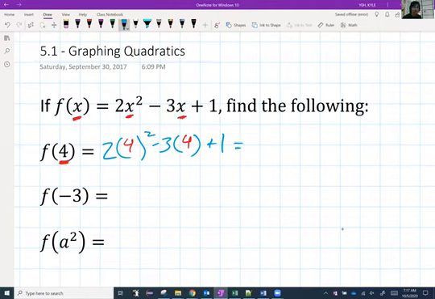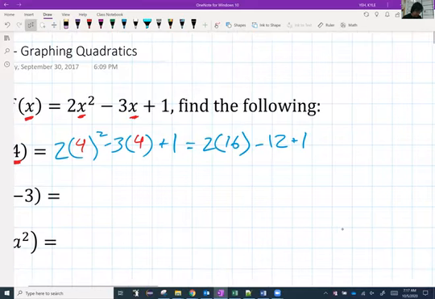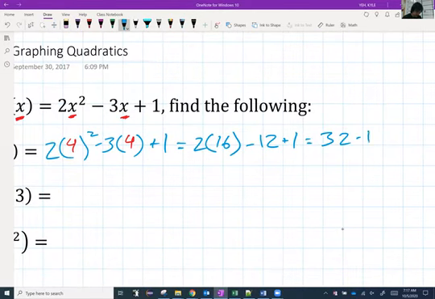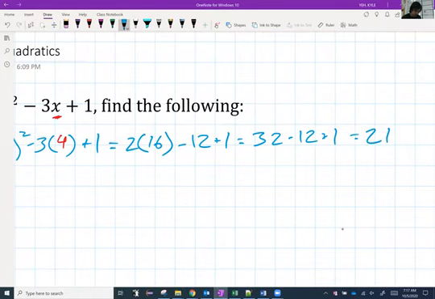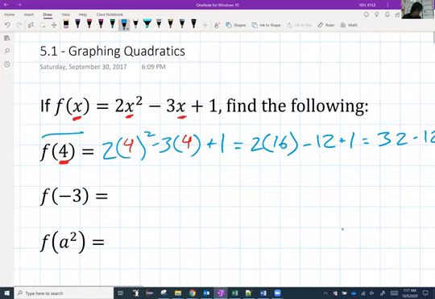And then simplify. Now, the simplifying might seem basic, but there are a lot of little mistakes we can make. Should I do 2 times 4, or should I do 4 squared first? Order of operations, do the exponent. So 4 squared is 16. So we have 2 times 16 minus 3 times 4, which is 12, plus 1. So 2 times 16 is 32 minus 12 plus 1. 32 minus 12 is 20 plus 1. It looks like 21. So we can say that f of 4 for this function is 21.